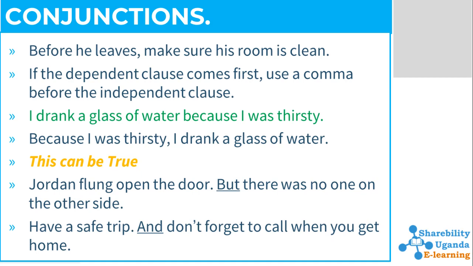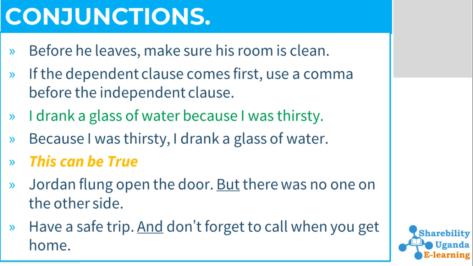If the dependent clause comes first, we use a comma after the dependent clause. For example, I drank a glass of water because I was thirsty. You can see that the dependent clause comes before the independent clause, so we shall use a comma. Because I was thirsty, I drank a glass of water. So this can also be true.